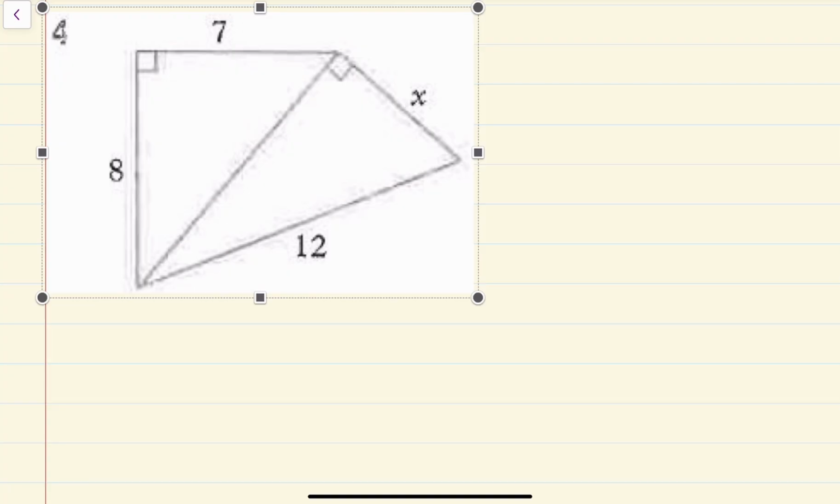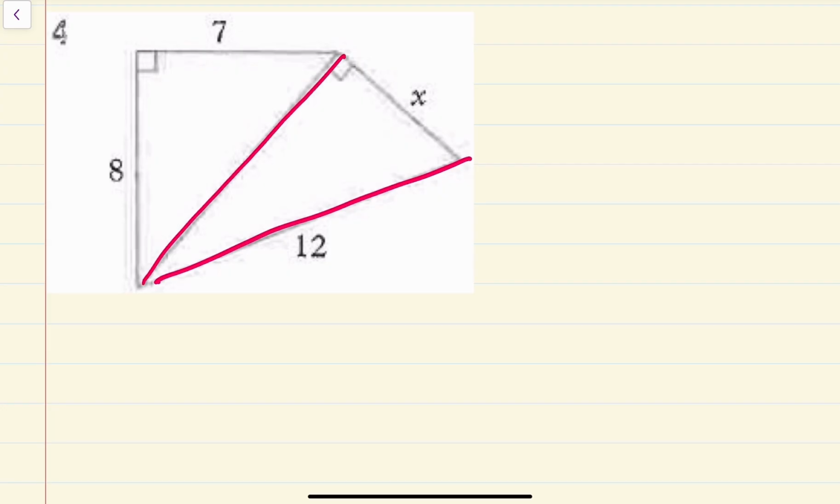And to find x, you would need to have known this side, which you do know. It is 12, that was the hypotenuse. But you would also need to know this side to allow you to find x. So what we must do first is we need to find this missing side. So I'm going to call it y.